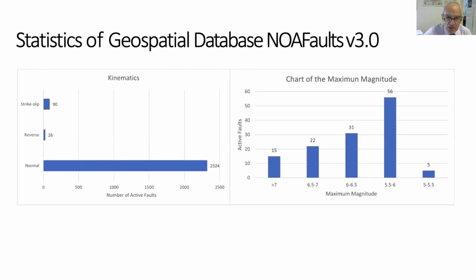Some statistics: 2,334 normal faults for this area, which is expected because it's a well-known back-arc region behind the Hellenic subduction. And also on the right, you see the variation of the magnitude of each fault, which is taken from the literature, from each paper. So we have 15 faults with magnitude over 7. This is moment magnitude, etc.